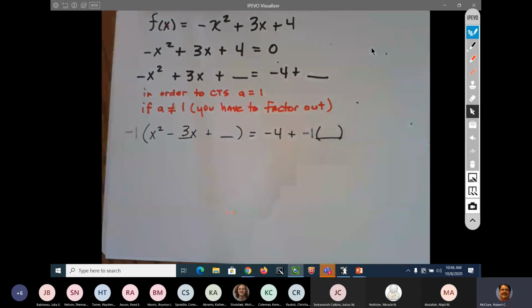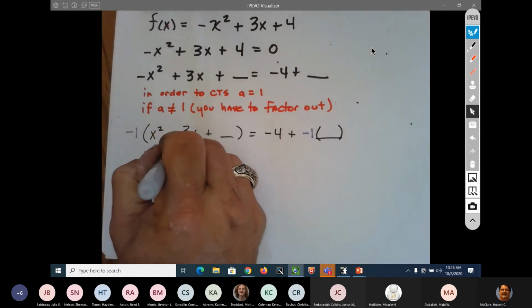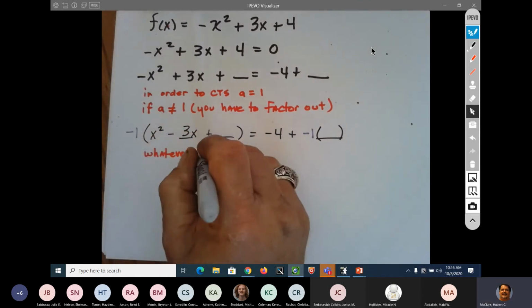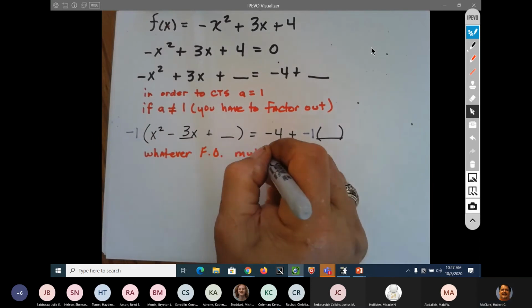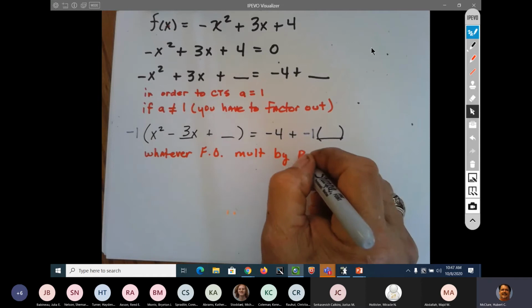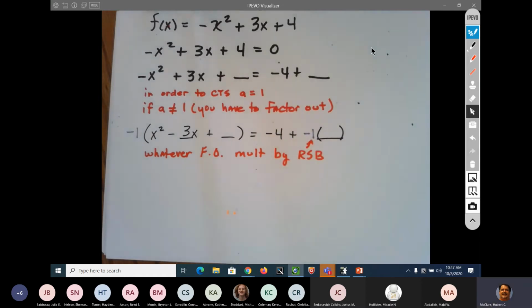So we need to write that in red. Whatever you factored out, multiply by the right side blank. If I factor out a negative 2, then I've got to multiply this right side blank by negative 2. If I factor out a 25, then I need to multiply this right side blank by 25.